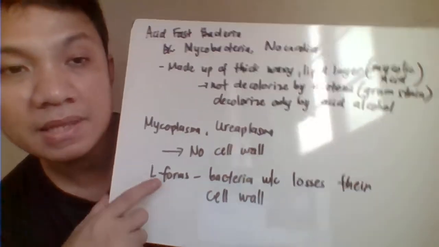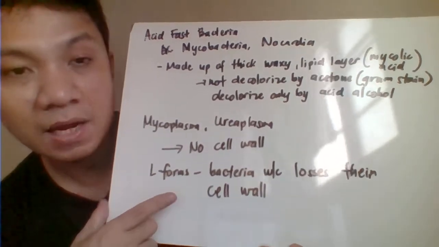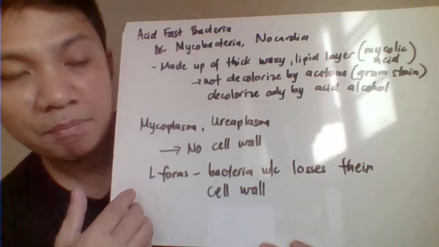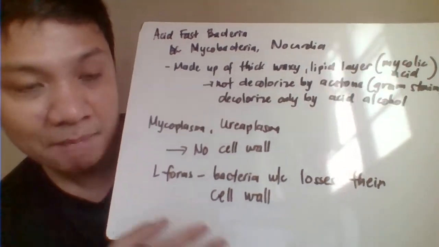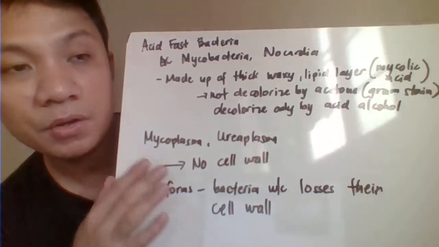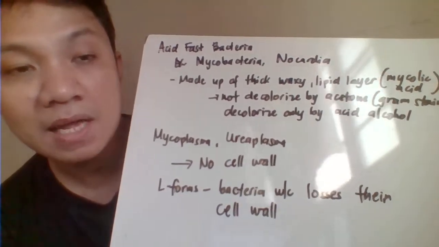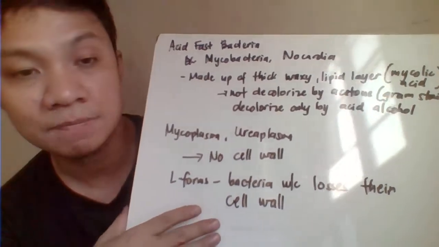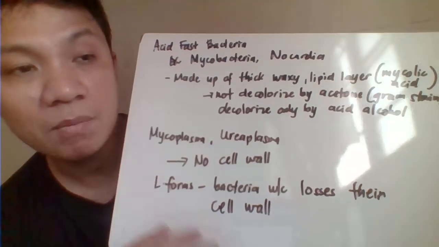L forms are bacteria wherein they lost their cell wall because of exposure to environmental factors. Pero beforehand, meron pa silang cell wall na sira lang. Magkaiba sila. Mycoplasma, Ureaplasma, wala talaga silang cell wall. Ang mga L forms, dati may cell wall, nasira nga lang because of exposure to some factors, environmental factors. So why you need to differentiate one another because both of them wala silang cell wall.